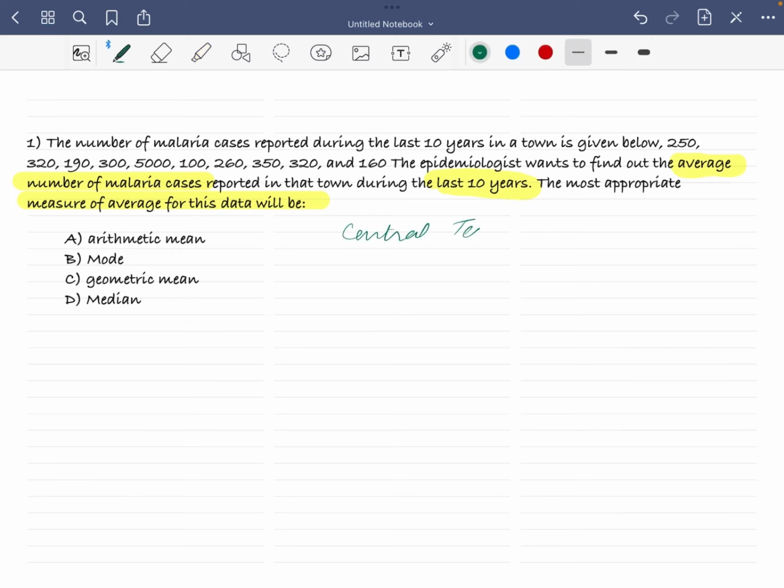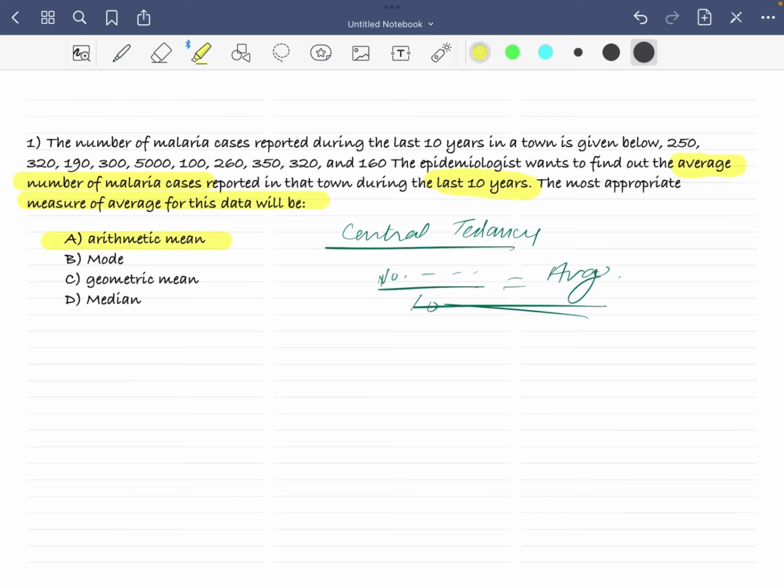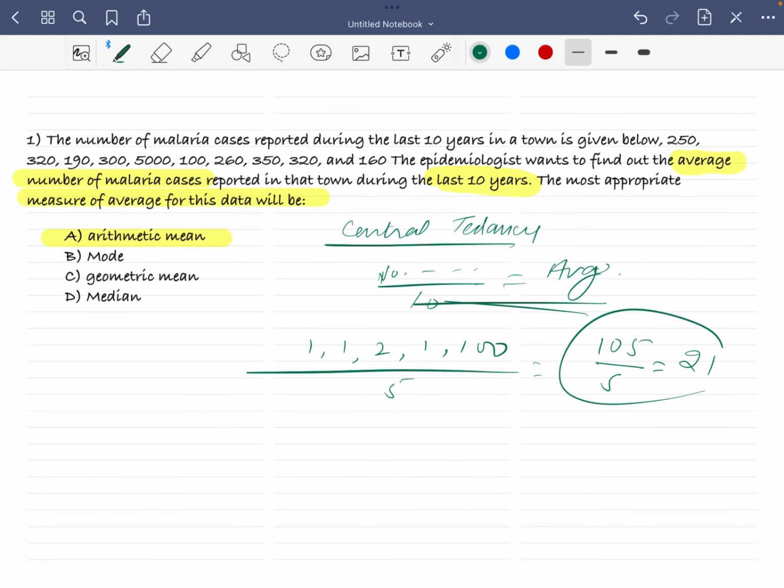central tendency, right? But the problem is when we look at it, these numbers given, total by 10 is given. They are asking you the average. You will be like, the obvious answer is arithmetic mean. Hope so, right? That's what we think. Obvious answer is arithmetic mean. That is the problem. For example, let me give an example. You want to find out the average.